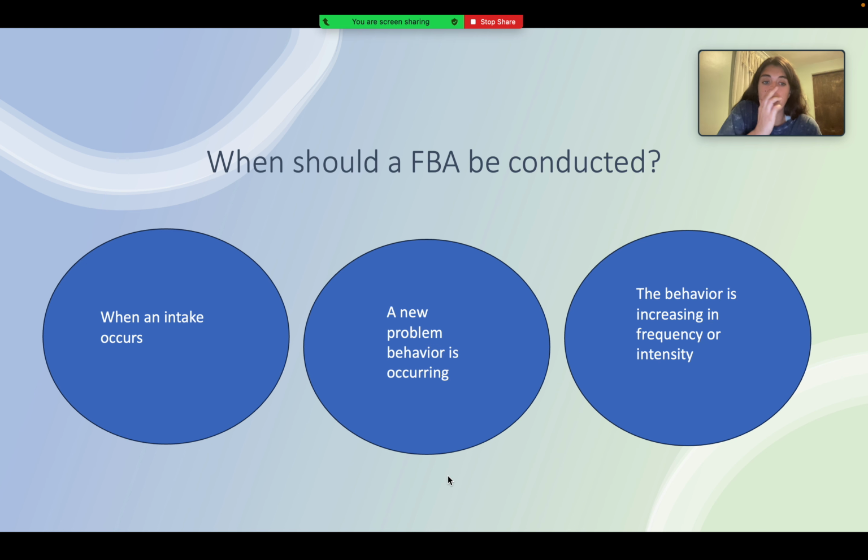And then if the behavior is increasing in frequency or intensity, you're going to want to conduct an FBA, because behaviors can change and the function can change too. So if you're seeing the behavior changing, and maybe the intervention you have already implemented is not working or not showing any changes, you're going to maybe want to conduct another FBA and see.